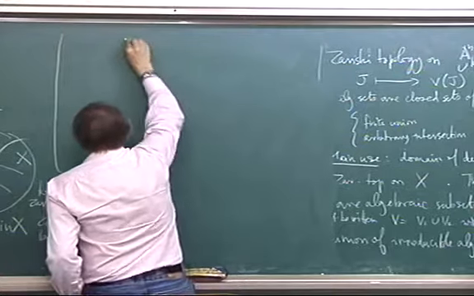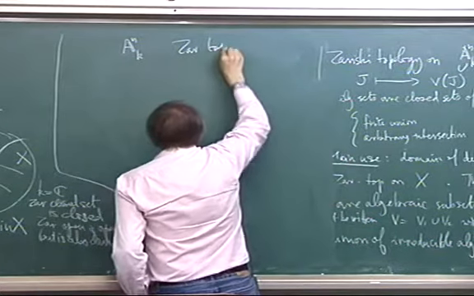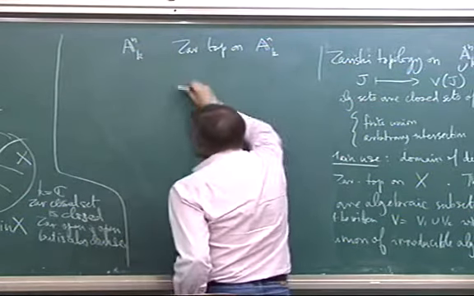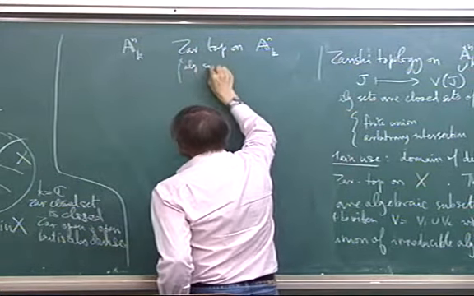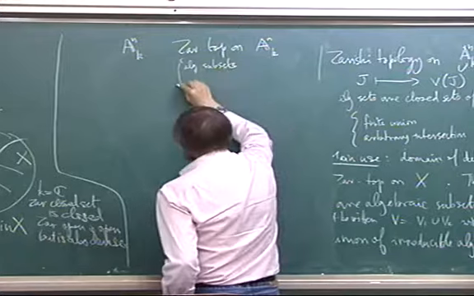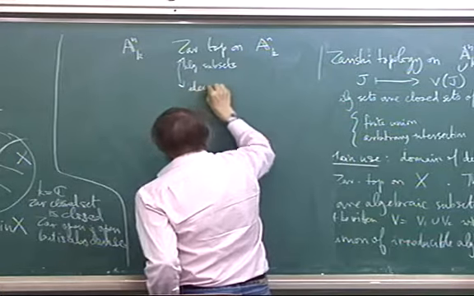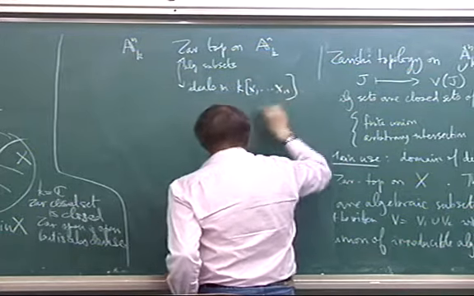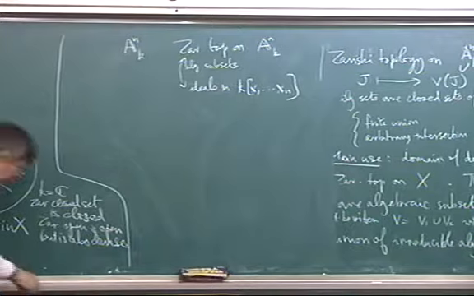Okay, so I had A^n over K. I had the Zariski topology on A^n over K, and this has algebraic subsets, right? And these correspond one-to-one with ideals in the polynomial ring K[x1, ..., xn]. So that's why I left that box up.